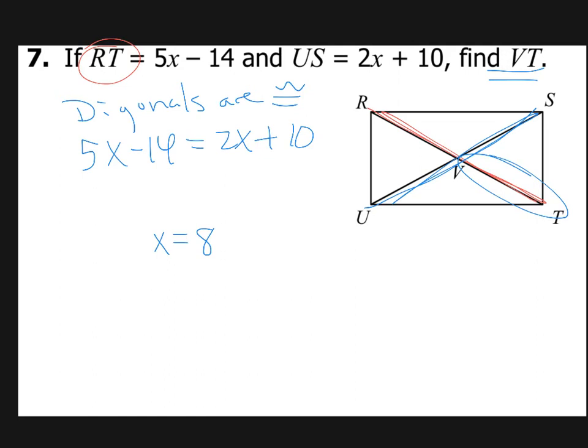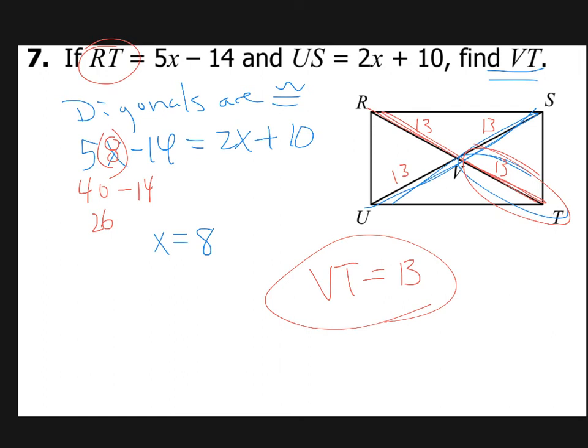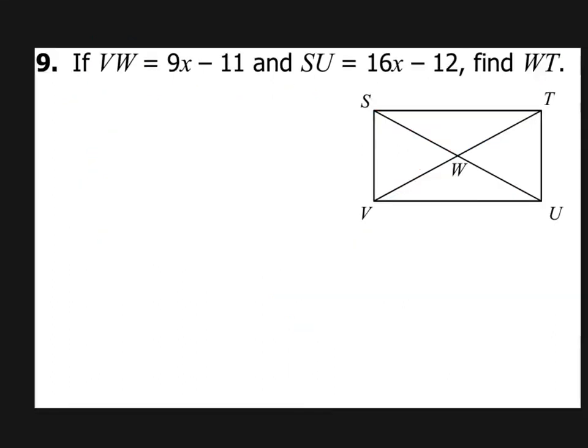Well, now what? Let's substitute 8 back in for one of the x's. So that's going to be 40 minus 14, which is going to be 26. Now 26 is the length of both diagonals. So half the length is going to be 13, 13, 13, and 13. So at the end of the day, how long is VT? VT equals 13. And that's what your final answer should look like. But you should have all of the algebra here for actual credit. Okay, again, side lengths, nothing to do with angles.